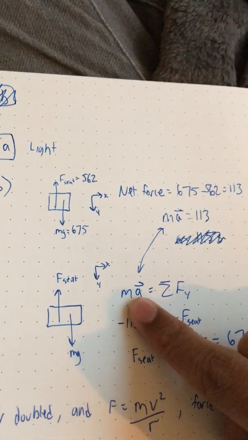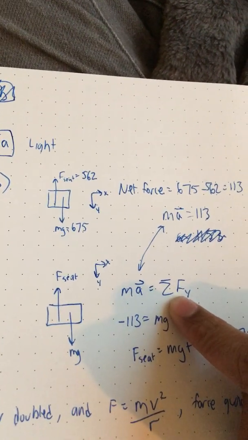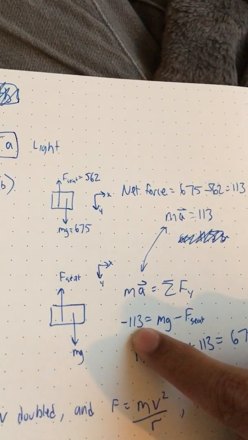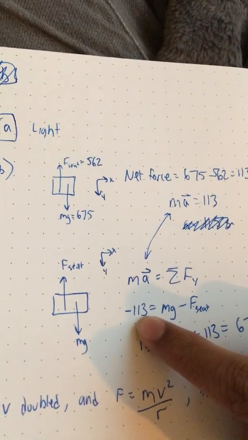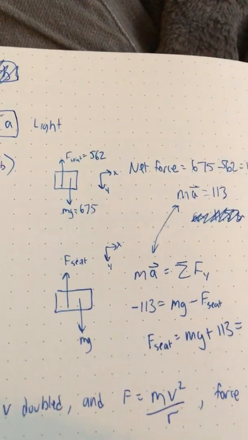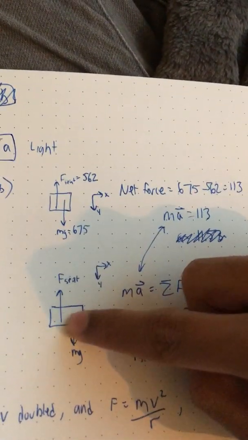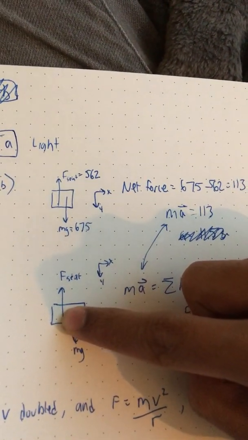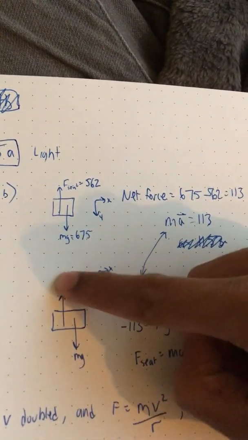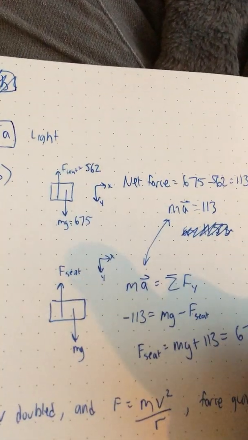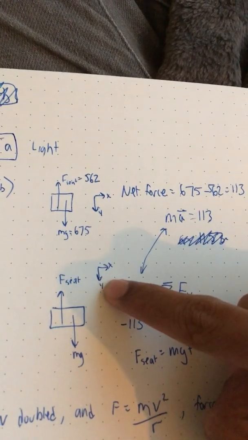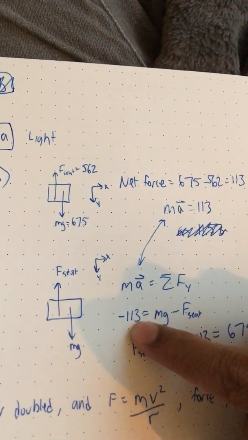So if we set up mass times acceleration equals the net force, this time it's negative 113 newtons of net force because the centripetal force is pointing up, because this is the bottom of the Ferris wheel and the center of the Ferris wheel is here. So the net centripetal force is up like that. And again, the axes have to be the same, so y is down. So that's why it's negative 113.